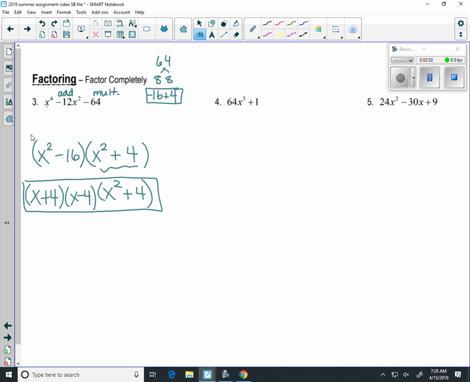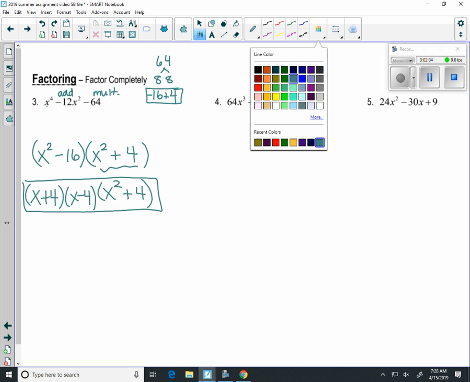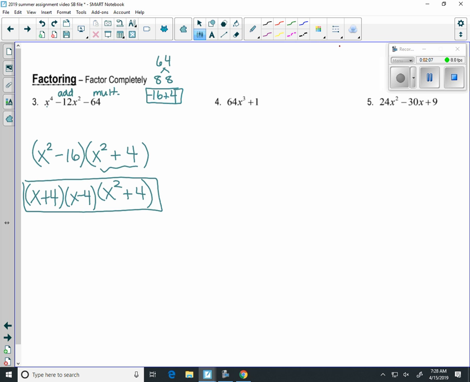Okay, 64x cubed plus 1. Sometimes I have students who really want to write prime when they see a cube like this, especially with an addition problem. But remember, cubes works for sum of cubes and difference of cubes.